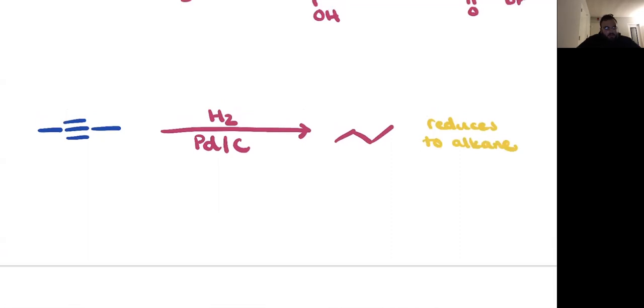We actually do have 2 other reducing agents that we can use for this stuff. One of them is called H2 and Lindlar's catalyst. Okay, and we say that Lindlar's catalyst is a poisoned catalyst, meaning that it's somewhat deactivated, and as a result, you're actually going to end up with a cis alkene.